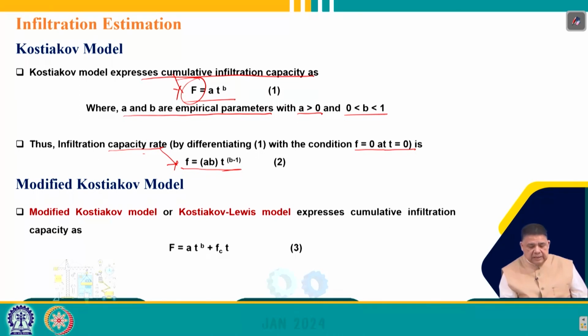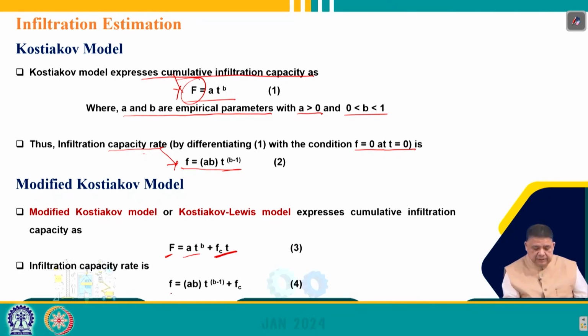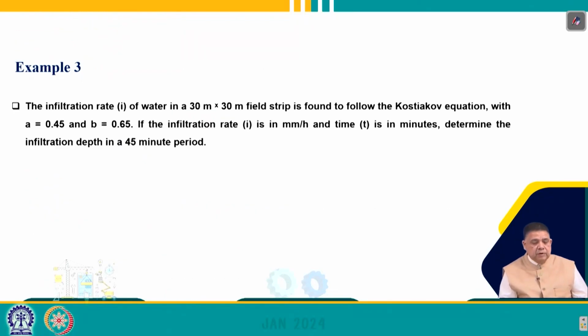The modified Kostiakov model is just a modification. Here you can see that after attaining fc, infiltration will continue, and that part is taken into account. So capital F, the cumulative infiltration, is A T to the power B, similar to the Kostiakov model, plus fc T. The infiltration capacity rate is given by equation number 4, which comes by differentiating equation number 3.